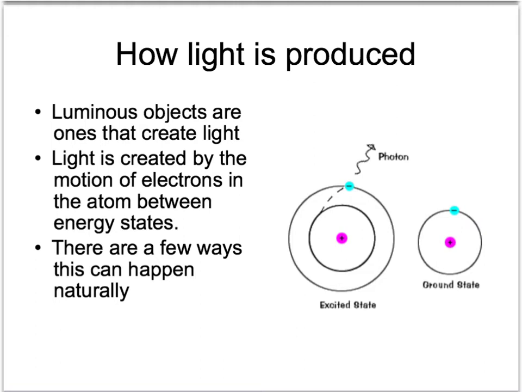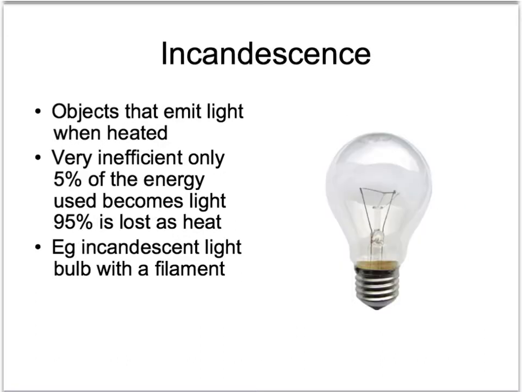There are actually a few ways this can happen naturally. The first is called incandescence. Incandescence is when things are heated, they emit light. This is why you see the sun. The sun is glowing, it's emitting light, it's very hot.